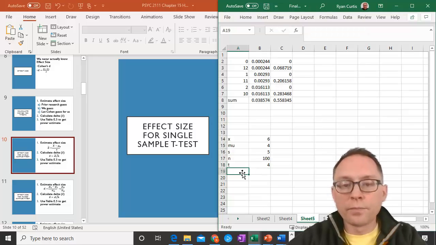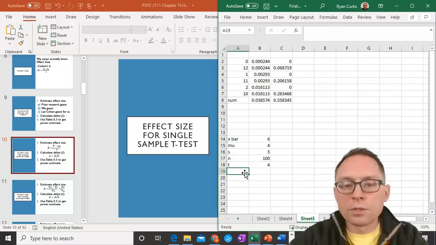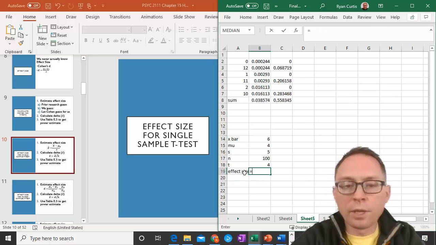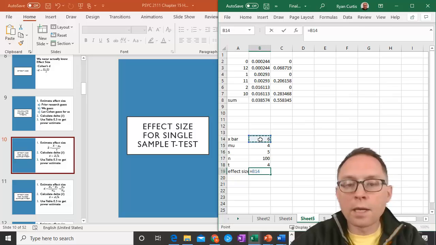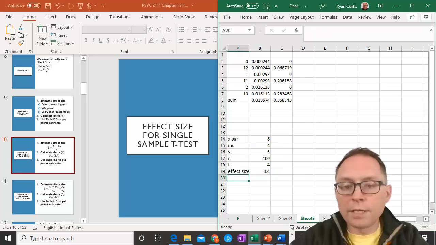X minus mu, so the mean x bar, that's actually my x bar, isn't it? I should say x bar, just to make sure that we're clear that this is actually x bar, not just x. So my estimated effect size is going to be x bar, I need to get the parentheses, x bar minus mu divided by standard deviation, right there. Then that's just the effect size.